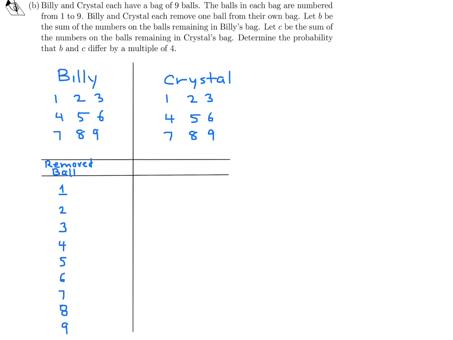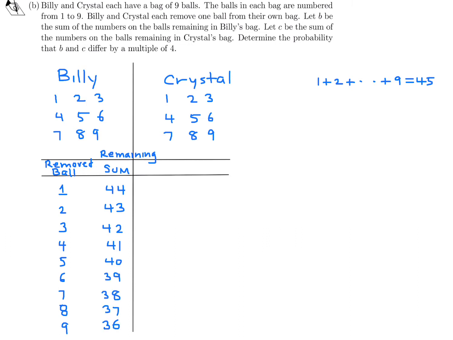And then in this we're going to have the sum that is remaining. The remaining sum. Well, first of all, what is the total sum? 1 plus 2 all the way up till 9 is equal to 45. Right? So if I remove the 1, what is my remaining sum? Well, 44. And similarly, if I remove a 2, the remaining sum would be 43. And so on down, 42, 41, like that.